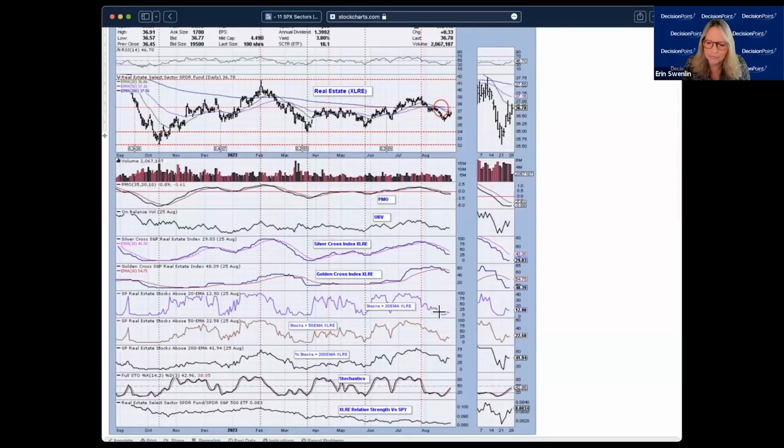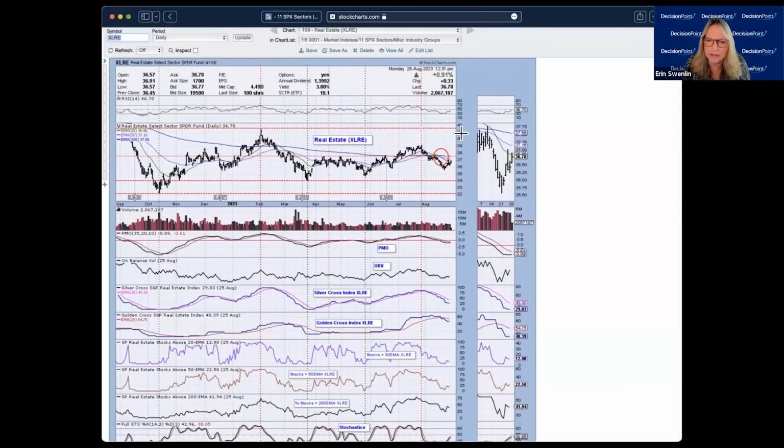And under the surface, getting a little bit of improvement here as far as participation goes. Not great, but not terrible. And stochastics are rising. Real estate still is one to keep your eye on.